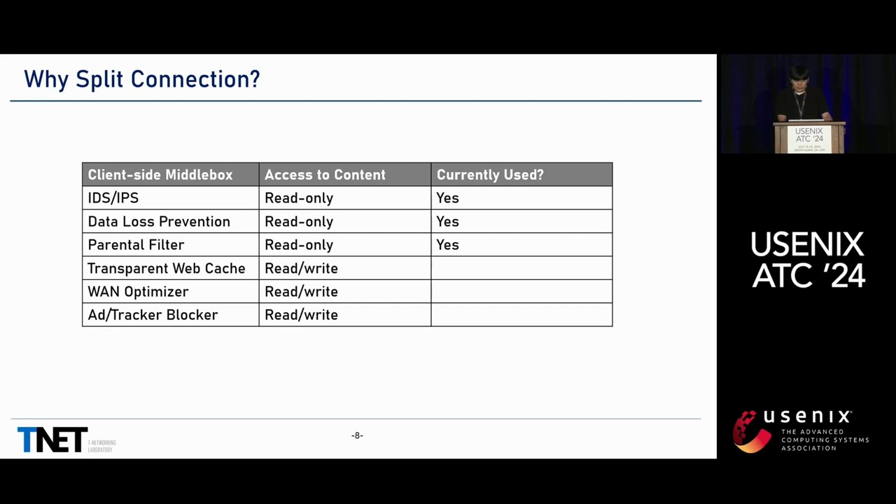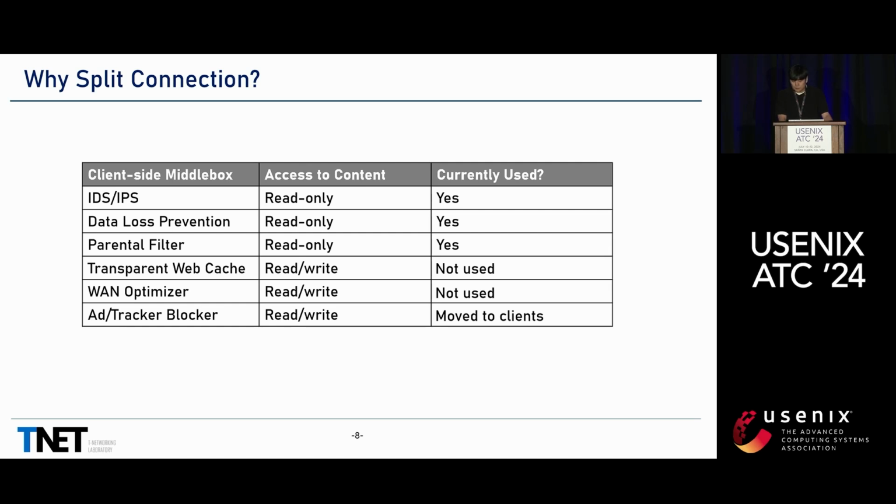However, what we found is that the transparent web cache and web optimizers have largely disappeared today thanks to the significant improvement in network bandwidth and its cost. Also, the functionality of the ad tracker blocker has already moved to the third-party application of the clients, since the middleboxes cannot catch up with the fine-grained blocking policy.